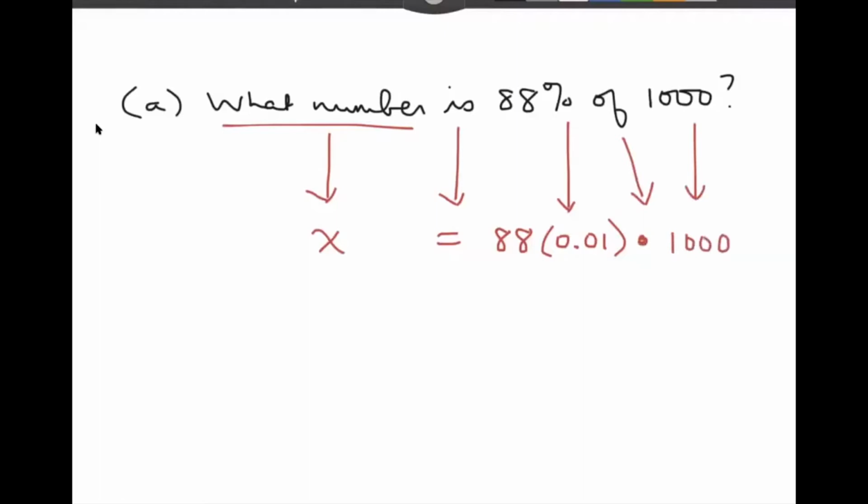So you see that gives us a very nice equation, and there's really not a whole lot to do to solve it, right? It tells you X equals 88 times 0.01 times 1,000. That's just an arithmetic problem. So if you crunch the numbers, and feel free to use a calculator, you are going to end up with X equals 880. All right, pretty easy, right?